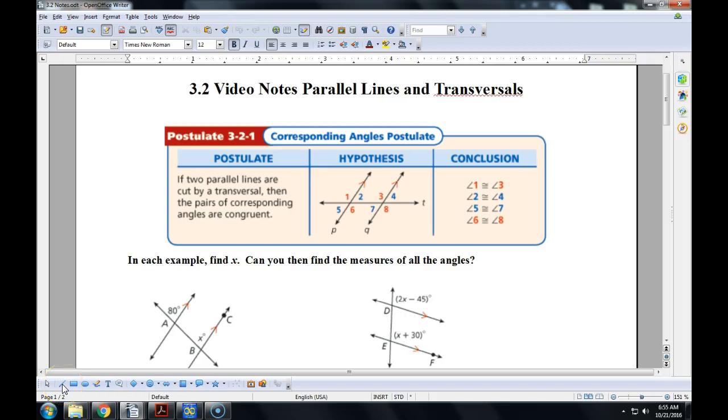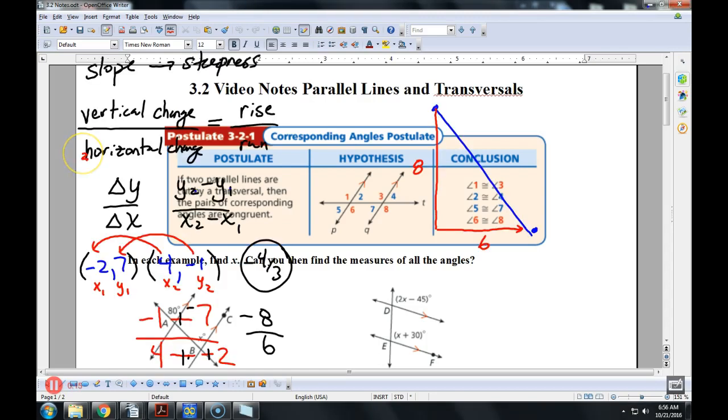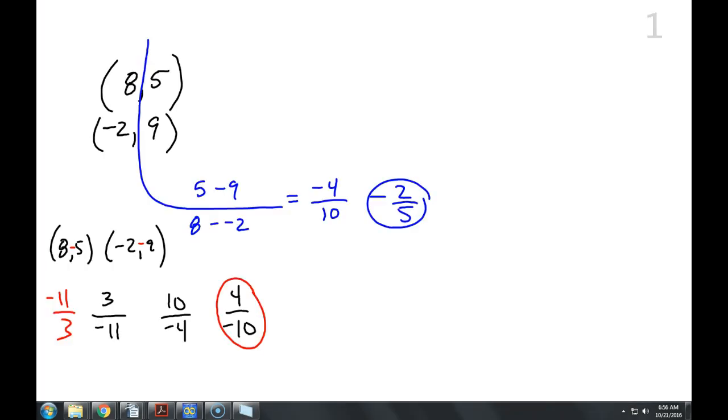Alright, 3.2 video notes, parallel lines and transversals. If you notice, we're skipping 3.1. There's only a few definitions and vocabulary in 3.1, and we've kind of merged 3.1 and 3.2 together. So before we get started on this set of notes, I would like to just do a couple definitions and a couple diagrams before we get started.